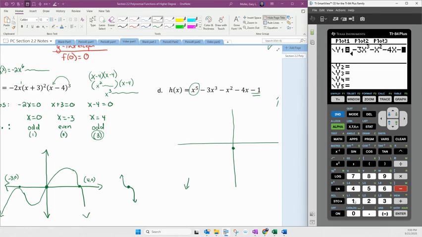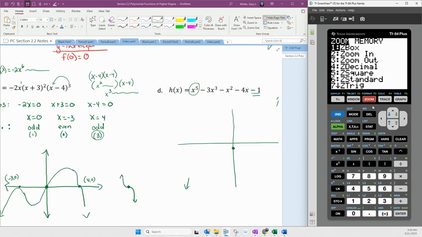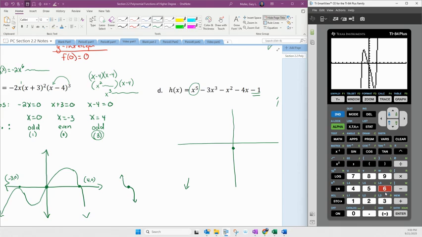Minus 1. All right, I don't know what I graphed before. I don't know what this thing's going to look like. I don't know what window I need to see, so I'm just going to hit zoom 6 to start. That's not too bad.